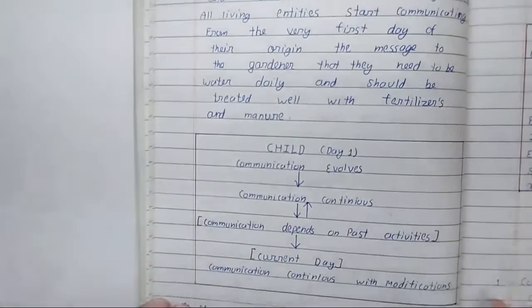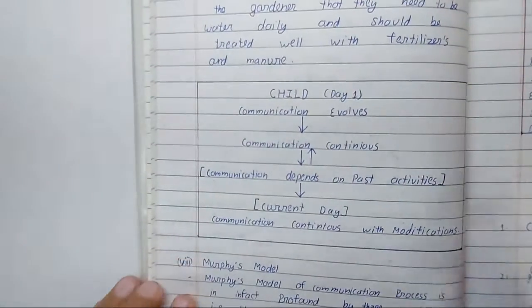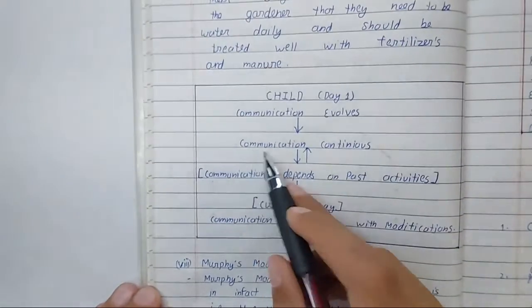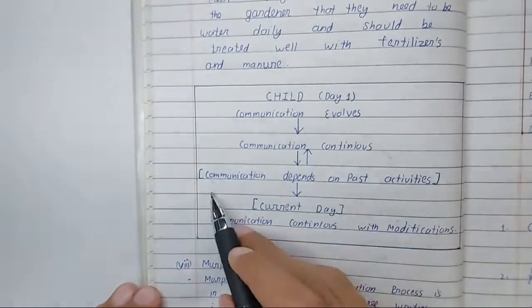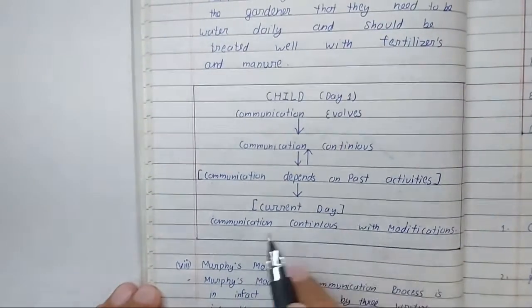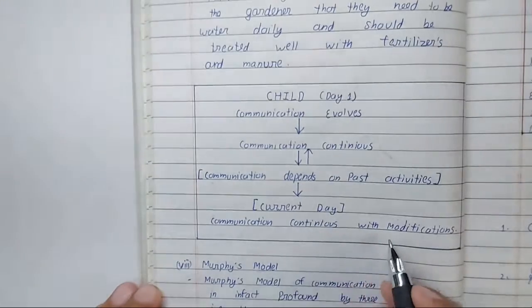Here is the diagram of how child communication evolves. Day 1, communication continues. Communication depends on past activity. Current day communication continues with modification.